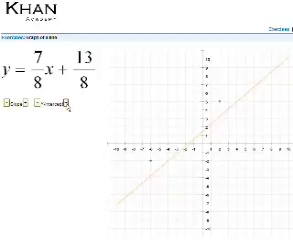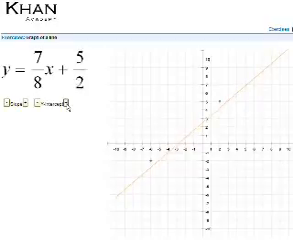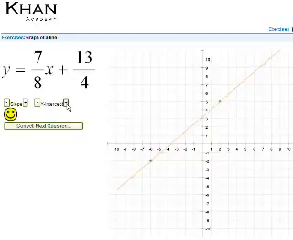Let's move this line up, and you do that just by the y-intercept. You can see shifting the y-intercept up just shifts the line straight up. It doesn't change the inclination of the line. The slope changes the inclination of the line. There we go. The equation of this line is 7/8 x plus 13/4.